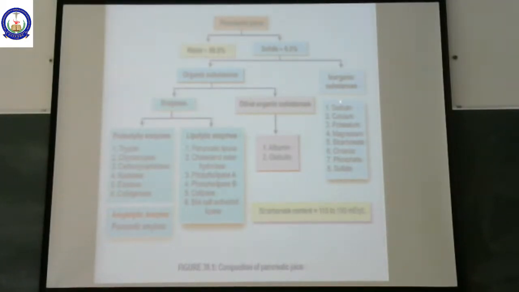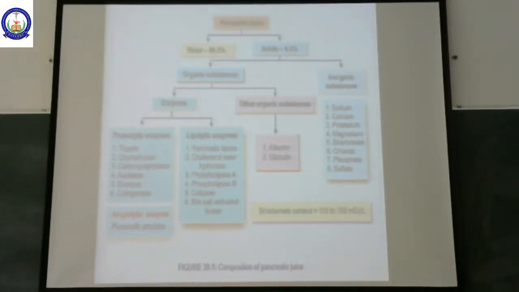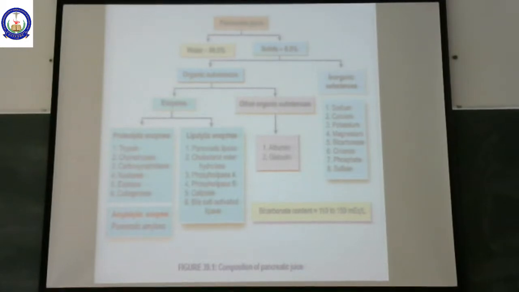Inorganic substances are various ions: sodium ion, calcium ion, potassium ion, like this. All the different ions are included in the inorganic substances. Whereas organic substances include the enzymes. These are the enzymes which are going to help in the breakdown of the food products. That is, it is going to break down the protein, the lipids, and also the carbohydrate.